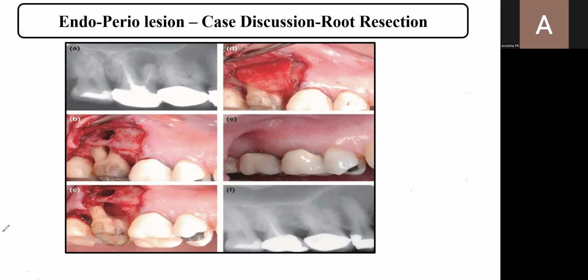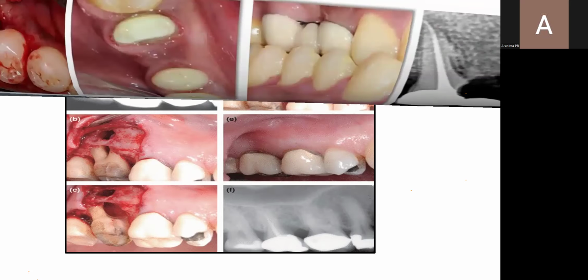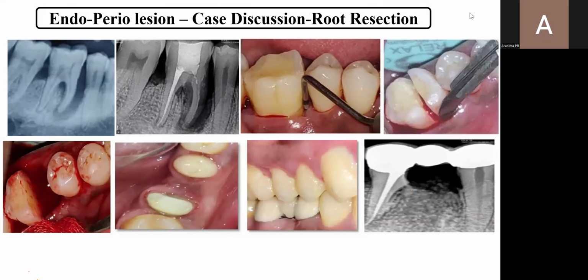Now let's see a few clinical cases. Case discussion. This is a case discussion which is meant for root resection. You can see the patient has complained about swelling and pus discharge from a lower mandibular tooth. On clinical examination, we found deep periodontal pockets, and the tooth is exhibiting mobility. But one thing good about this case is that only one root is deeply involved. So we thought of going ahead with the hemisection procedure.